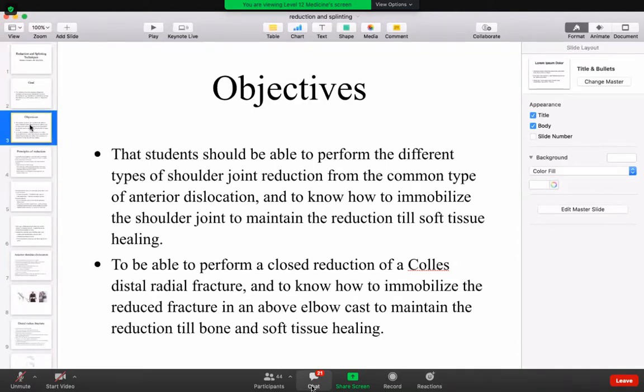So the objective when we talk about dislocation is that the student should be able to understand and know how to do different types of shoulder joint reduction. We'll focus on the most common type, which is the anterior dislocation, and also we'll learn how to immobilize the joint to keep it in place till the soft tissue heals. And also we'll talk about closed reduction of Colles fracture of the distal radius, and how to immobilize the reduced fracture in an above or below elbow cast to maintain reduction.